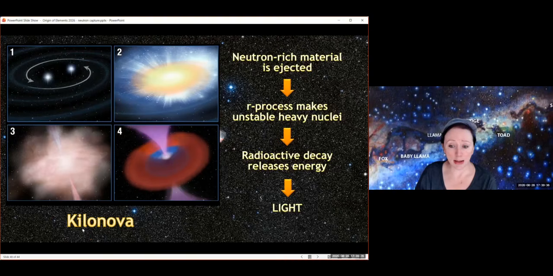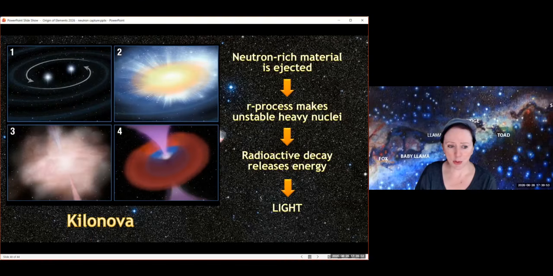And that glow is the kilonova. And because the radioactive material is expanding and the heating declines with time, the kilonova rapidly fades, which is exactly what astronomers watched in NGC 4993.